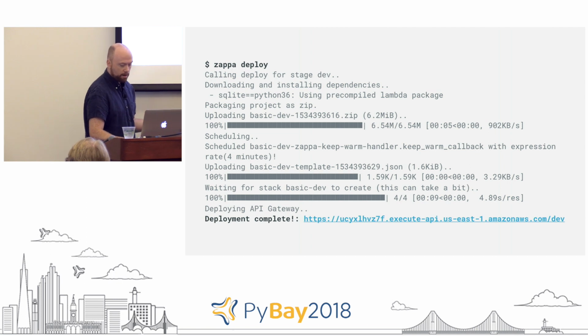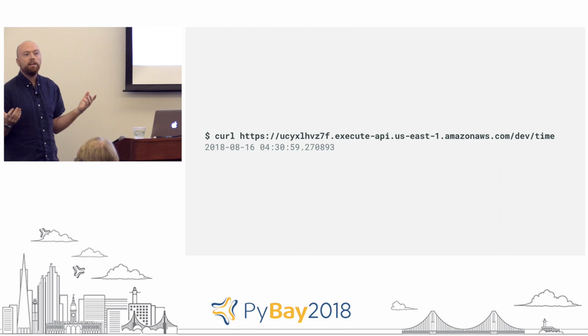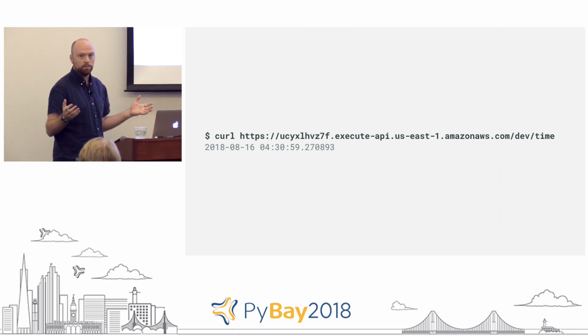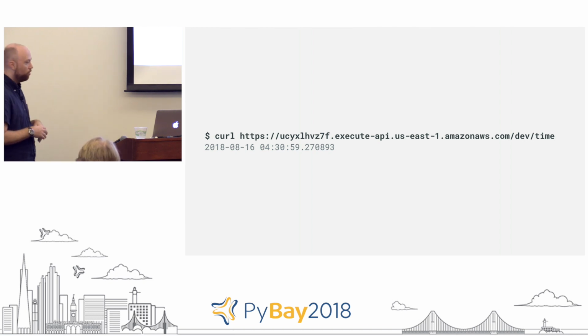But it's deployed, and now I can curl that URL and get the time. And it turns out that AWS runs its servers on UT, which I suppose is the least bad option they have. So instead of 9:30 at night, it's 4:30 in the morning.